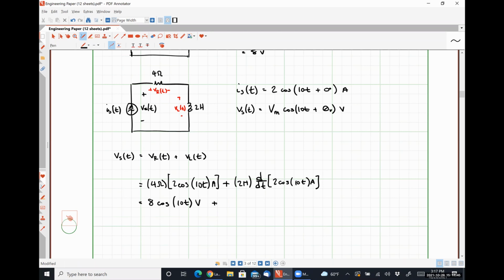The second term is going to be a little bit more difficult because now I have to do calculus, because there's a derivative-based relationship between current and voltage in an inductor, right? So when I take the derivative of this, I'm going to have 2 henries times 2 amps times -10 per second, giving me an overall total of -40 volts cosine, excuse me, a -40 volts sine 10t.